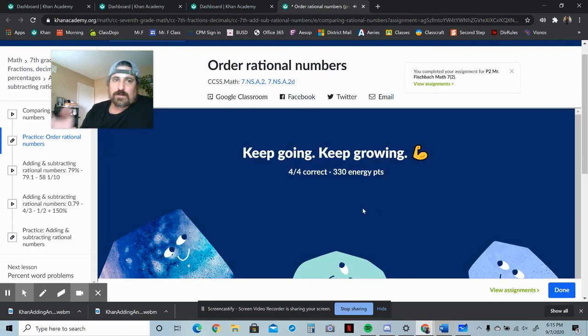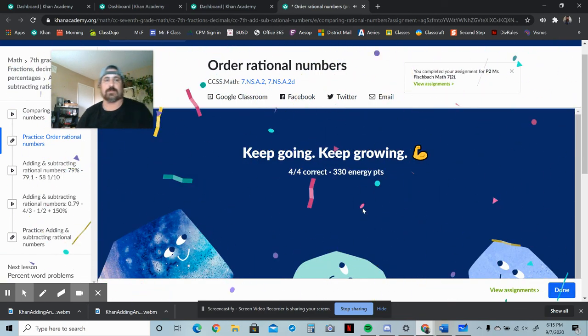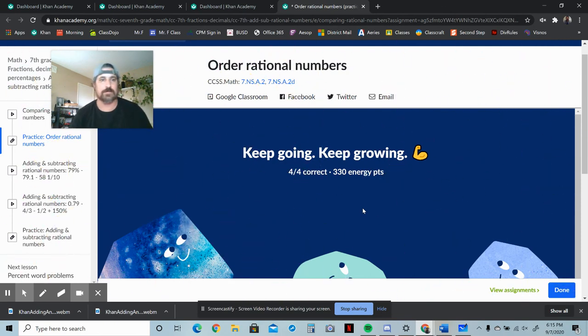And yay, confetti falls. And that's how you order numbers. If they give it to you in different forms, just make it a common form. If you're on the negative side, the bigger absolute value loses. If you're on the positive side, the bigger absolute value wins, like normal. And that's it. Okay.